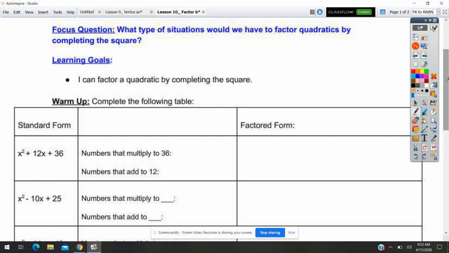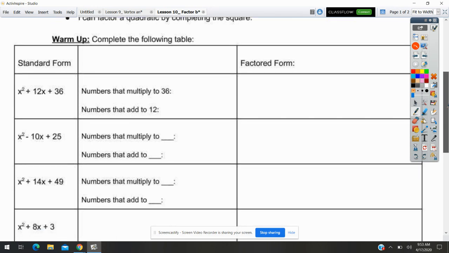So today our focus question is, what type of situations would we have to factor quadratics by completing the square? And that is also our learning goal for today. We would be able to factor by completing the square. In order to support our learning for today, we're just going to do a little warm up to get what we're going to need to think about into our brains about factoring. So we're just going to do a review of the product and sum method.